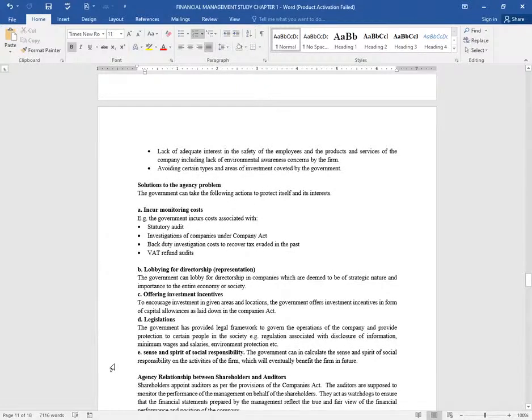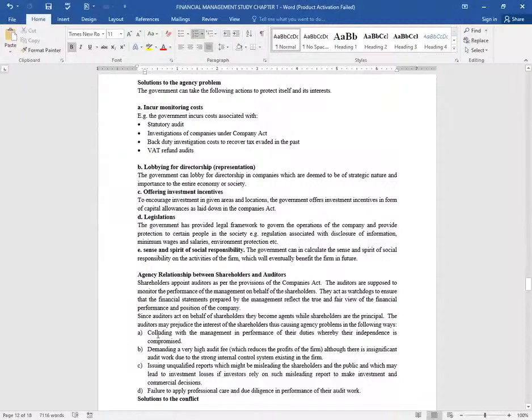Ladies and gentlemen, we have an agency relationship between shareholders and who? And auditors. Remember, shareholders will appoint auditors to go and throw their eyes on the directors to see what the directors are doing on the ground. So here the shareholder becomes who? The shareholder becomes the principal, and the auditor becomes who? The agent. The auditor becomes the agent.